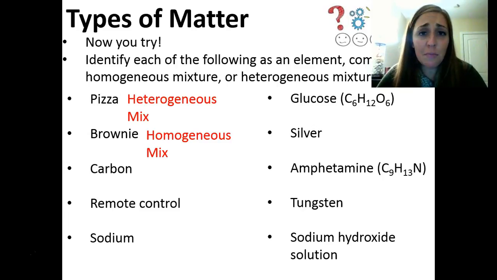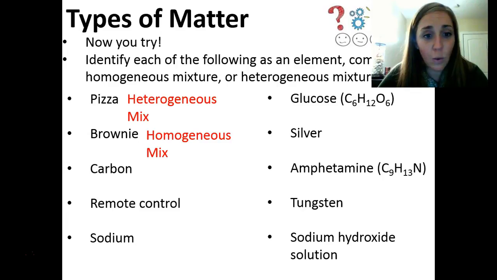Well, brownies can have multiple concentrations. There's not a set way to make brownies. I have a secret recipe that maybe someday I'll bring in brownies if classes are really good. My friend's grandma gave it to me, but that's not used by everybody. So different ways to make it. How about carbon? Well, carbon is like what you write with in your pencils, or a diamond is made out of carbon, but it's on the periodic table, so we know it's an element.